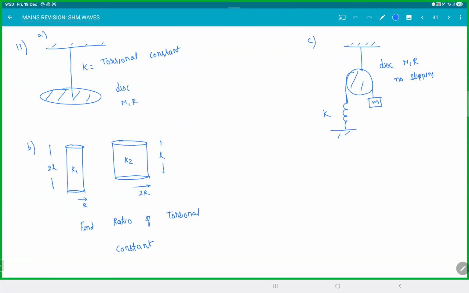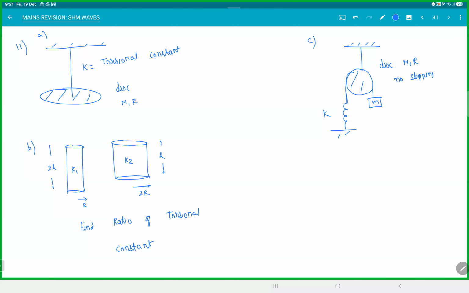Torsional pendulum. I hope you guys remember this. Torsional constant is K, disk M and R. We have two cylinders, K1, K2. They are the torsional constants. Length is 2L, length L, R and 2R. Find the ratio of torsional constants. This question can also be asked in rigidity modulus.